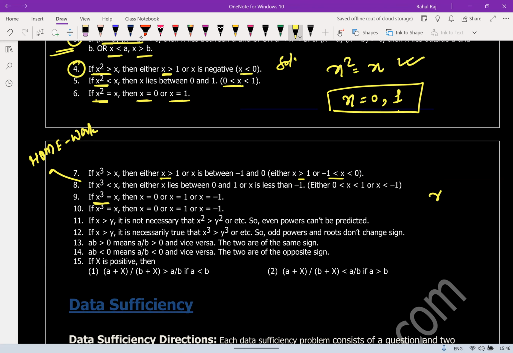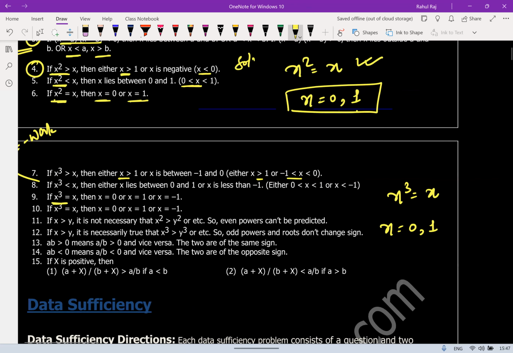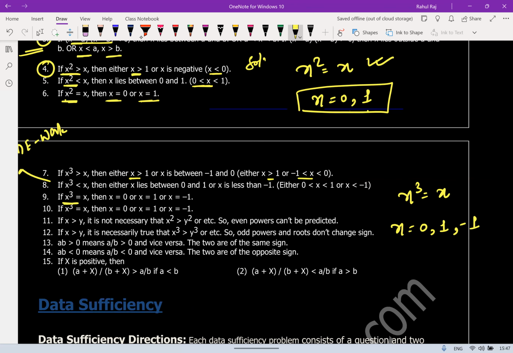Now again the same thing. Do not blindly start solving it. It's simple. If I put 0, LHS is equal to RHS. If I put 1, LHS is equal to RHS. If I put -1, still LHS is equal to RHS. So these are the three values for which X cube will be equal to X. There is no number in the entire number system except for 0, 1 and -1 for which X cube will be equal to X. Be very sure about it.